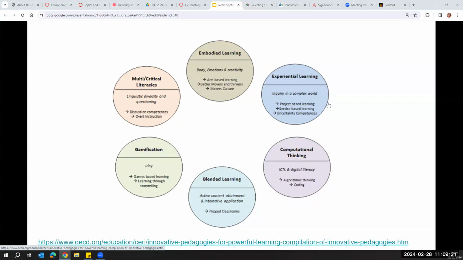Embodied learning, that's another. Embodied learning is more about engaging students in creativity activities, arts-based learning. Students are invited to create paintings, talk about the paintings, go away and take pictures, come back and share those materials and share their own reflections on why they took a picture, how the picture connects to specific learning content, and so on and so forth. And multi-critical literacies, which is something you've already explored in a video that we provided a couple of weeks ago as well. So it's about that linguistic diversity and questioning. It's all about engaging in discussions and so on and so forth.